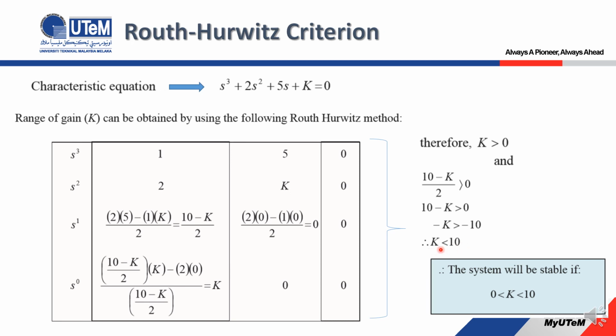Based on this result, K less than 10, and also K greater than 0, we can conclude that the system will be stable if K is between 0 and 10.